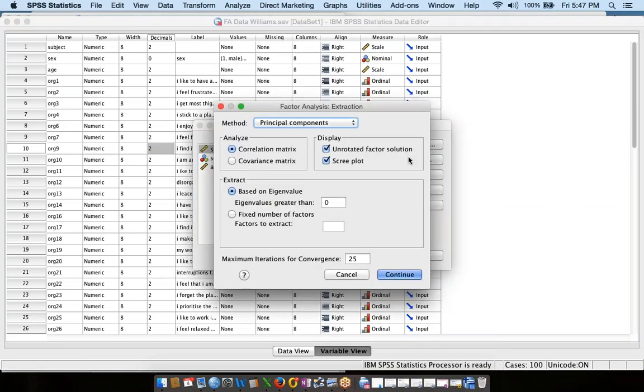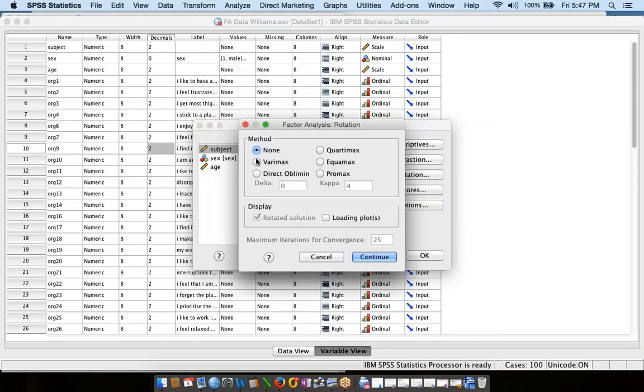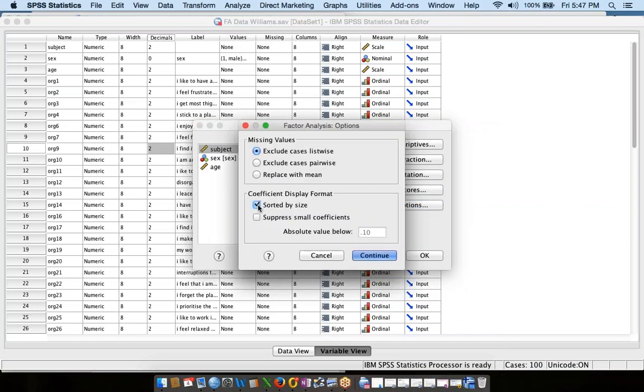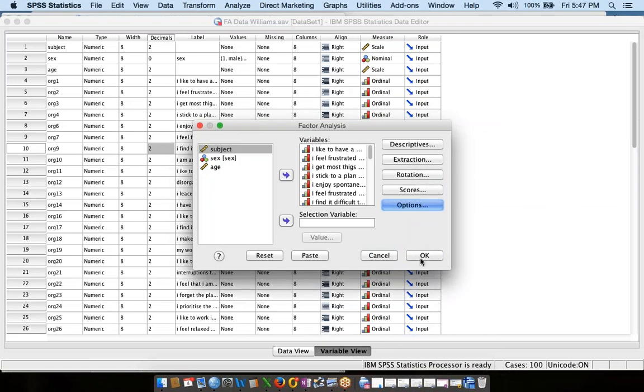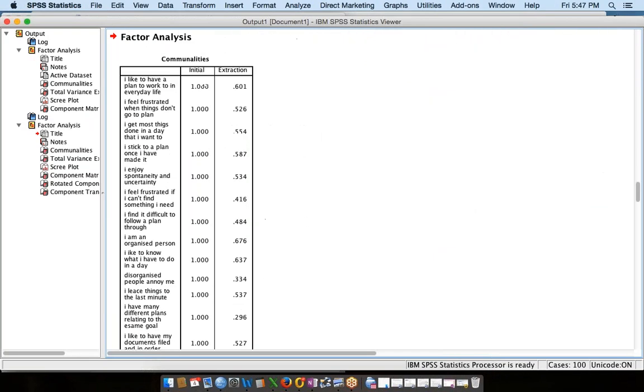Okay, so I'm going to go back in and look at extraction. And I'm going to say 4 factors. And for rotation, I'm going to use Varimax. And I want to make sure under my options that I have sort by size. Then I'm going to hit OK.